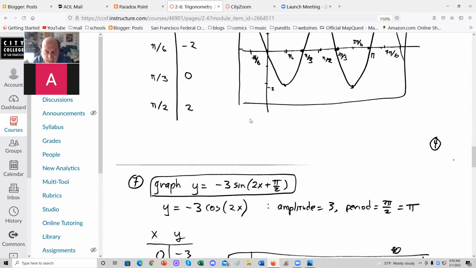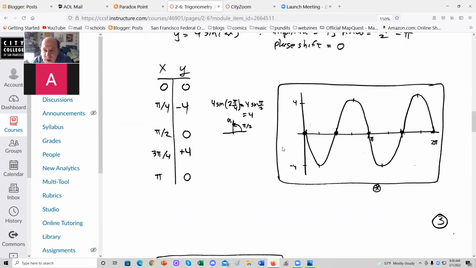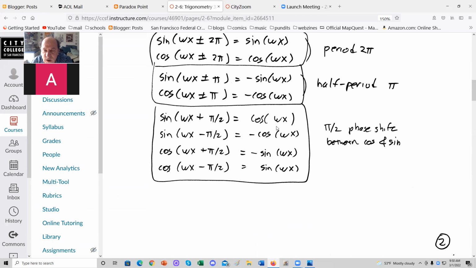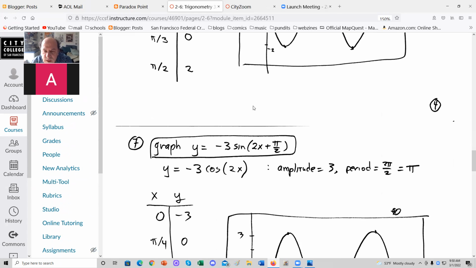All right, now here's y equals 3 sine of 2x plus pi over 2. Well, sine of an angle plus pi over 2: if you add pi over 2, you get a cosine. So this will be the same as minus 3 cosine 2x. Then it's easy enough to work. Amplitude is the absolute value of negative 3, or 3. Period is 2 pi over this 2, which is pi.